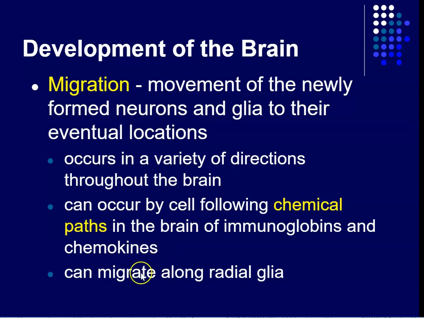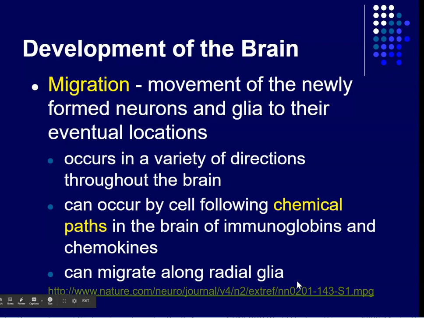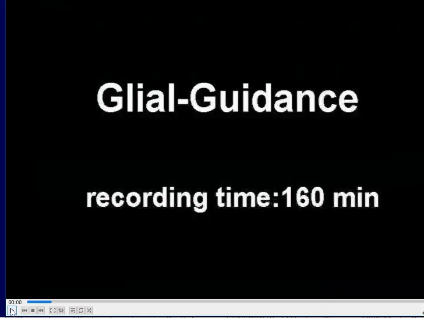But developing neurons can also migrate along radial glia. We mentioned these briefly in the first week of class. These are glial cells that act kind of like roadways along which developing neurons can move. As the name implies, they radiate outward from the center of this tube out toward the edge of the developing neural tube, the edge of the developing brain. Let me show you how this looks.